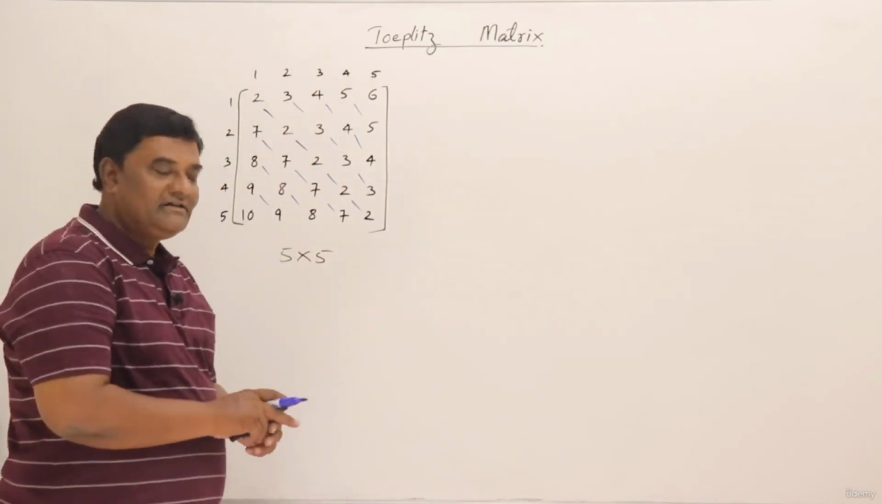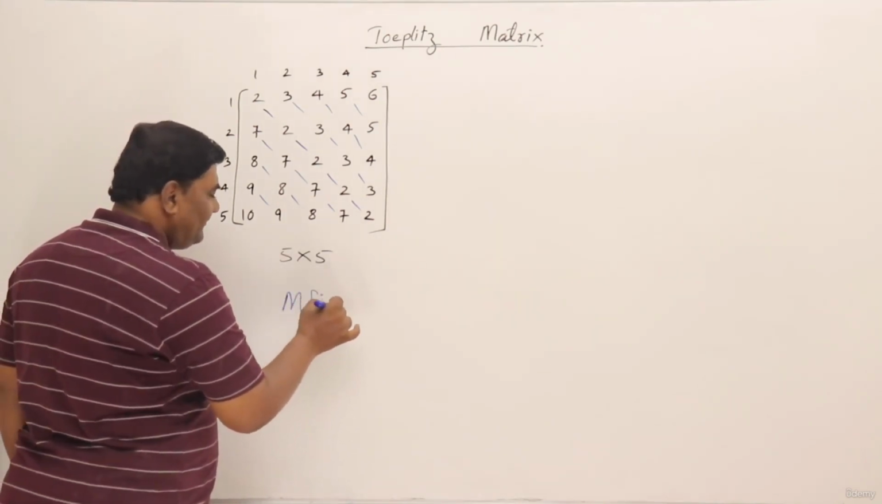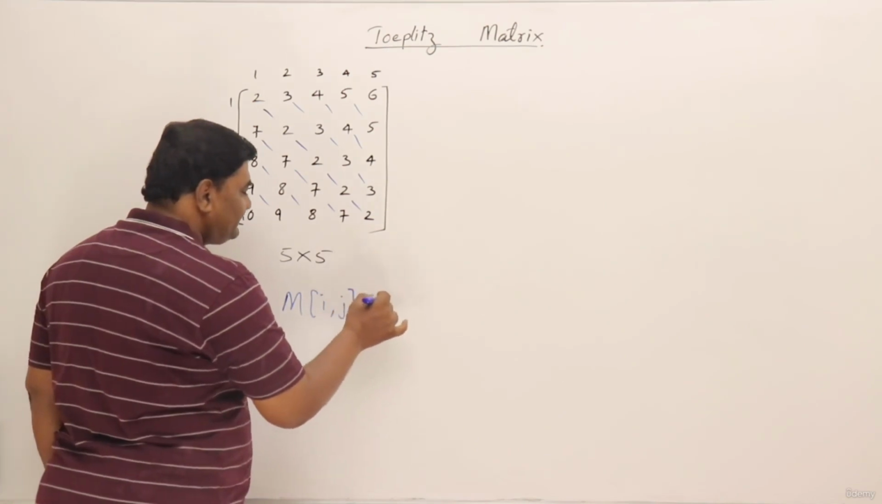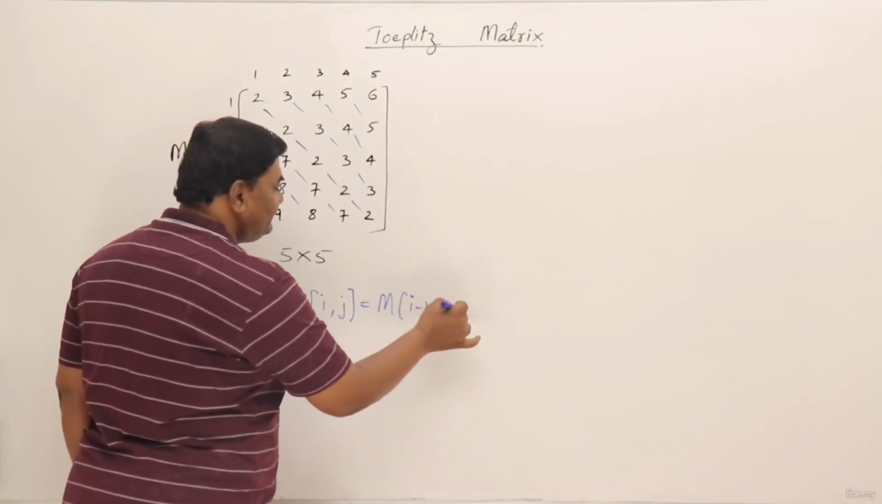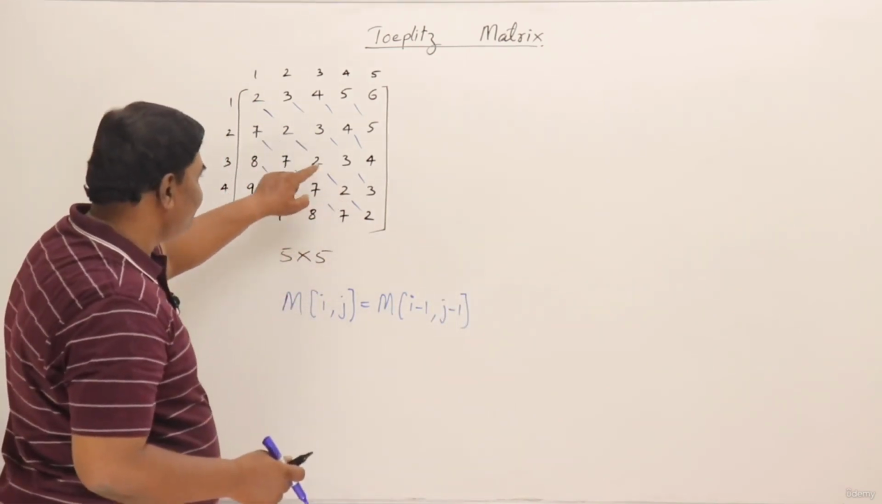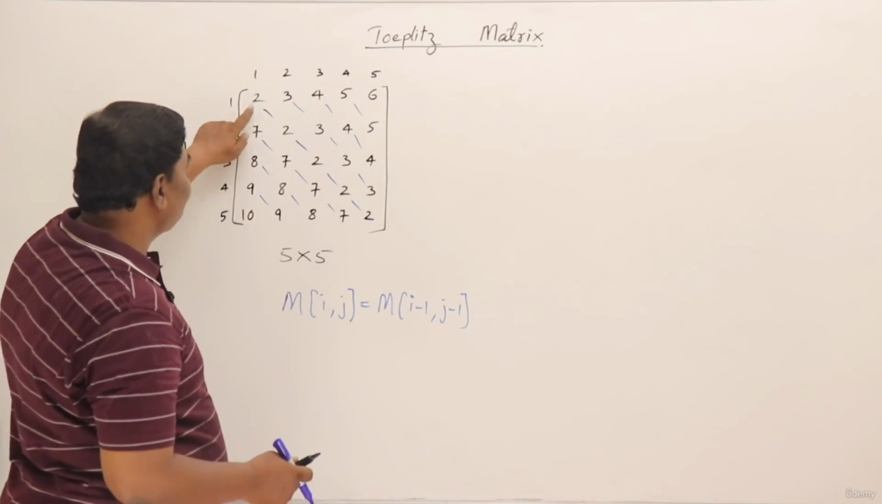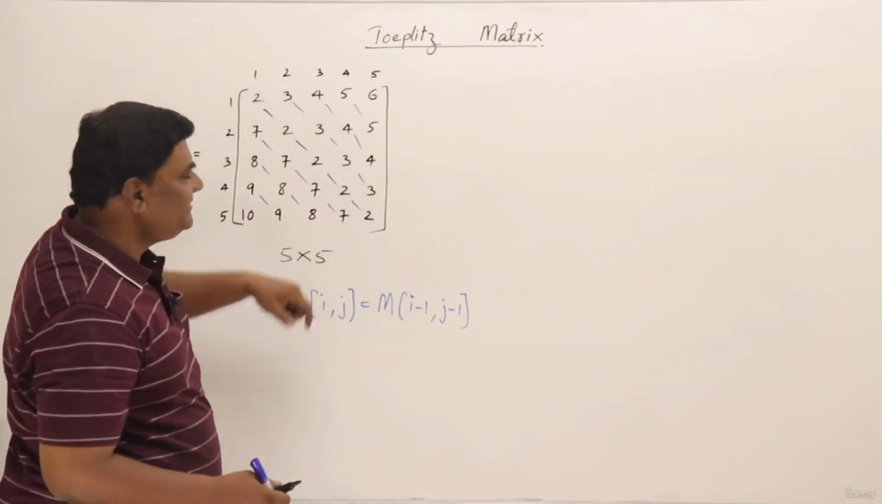So it means that if a matrix is having elements such that M of ij is same as M of i minus 1 and j minus 1. So this element is same as this one, this is same as this one. So which is the original element? This is the original element, we can say. This is the original element for this one.